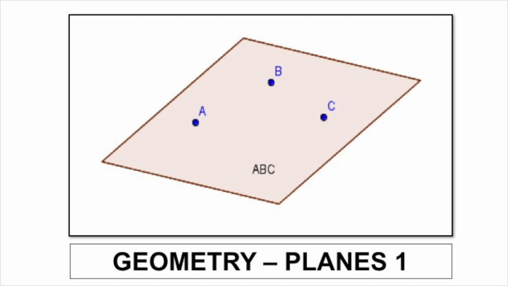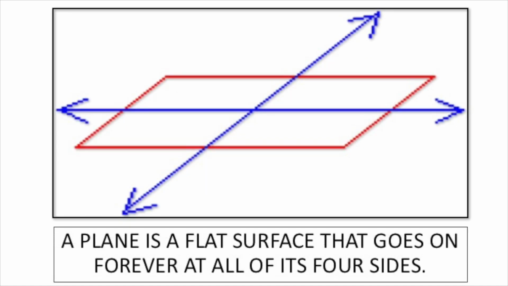A plane is 4 different lines connected. So that means it can either be a square, a rectangle, or a diamond. And notice how within the plane there are various points. It's the points we need that give the planes the name. So let's take a closer look, guys. A plane is a flat surface that goes on forever at all of its 4 sides.